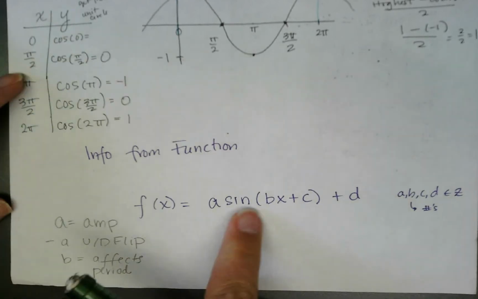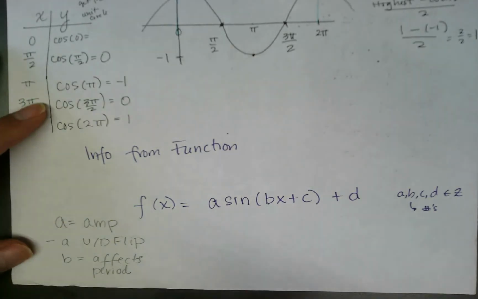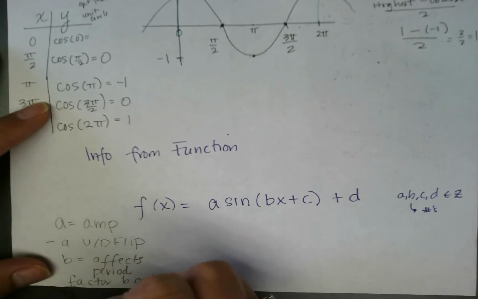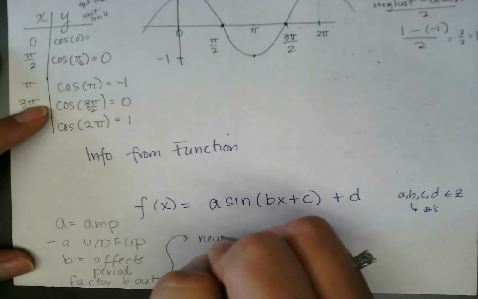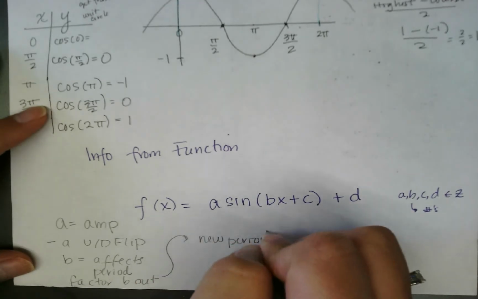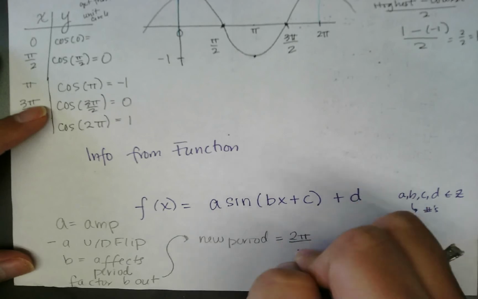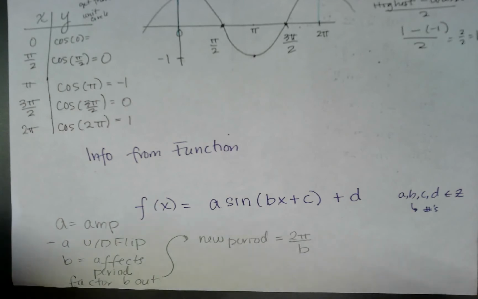Okay, so if you have a number in front of the x, your period is no longer 2 pi. You're going to have a new period, and you're going to have to factor B out. We're going to get into this; I'm just giving you this information. Your new period will equal the old period over B. You actually divide by that coefficient. That's going to tell you your new period.